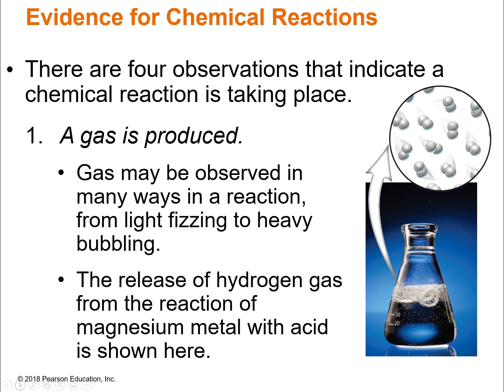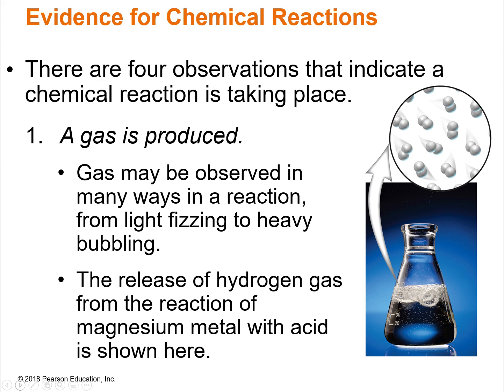We'll start with evidence for chemical reactions. There's 4 observations that indicate a chemical reaction is taking place. You don't have to see all 4 for it to be an indication of a chemical reaction. You just need a good one.